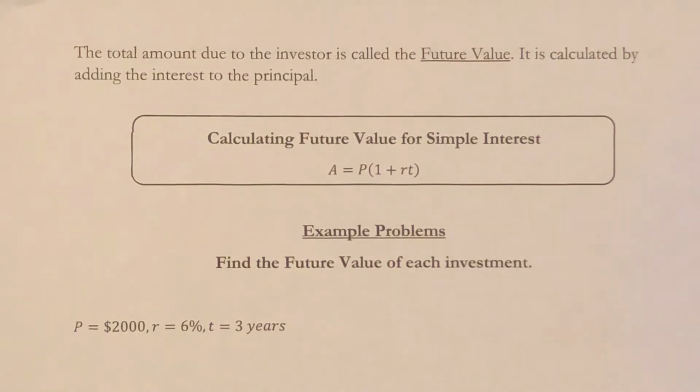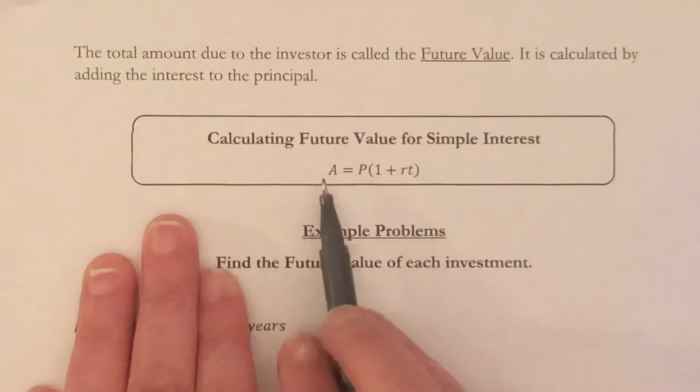This is part 2 of section 8.3. The total amount due to the investor is called the future value. It is calculated by adding the interest to the principal. What we did previously is we calculated the amount of interest. And so we would get back the amount that we loaned somebody or invested in the bank plus the amount of interest that was owed.